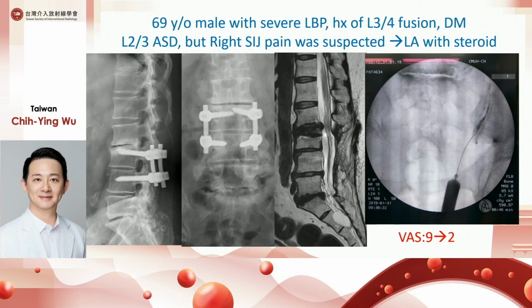This is another case of severe back pain. He has a history of L3 and L4 fusion. Although the MRI revealed L2 and L3 adjacent segment degeneration with spinal canal stenosis, the pain region is over the right SI region. Under the impression of SI joint pain, I performed the peri-articular injection in my outpatient clinic, but the pain didn't relieve. So I proceeded to intra-articular SI joint injection in the OR, and the pain was much relieved. So this patient has intra-articular SI joint pain.